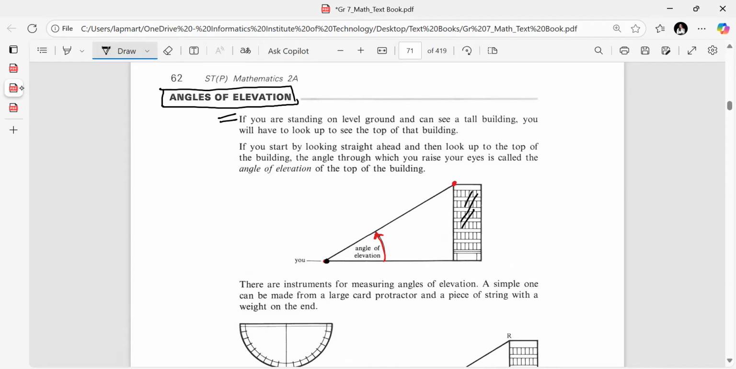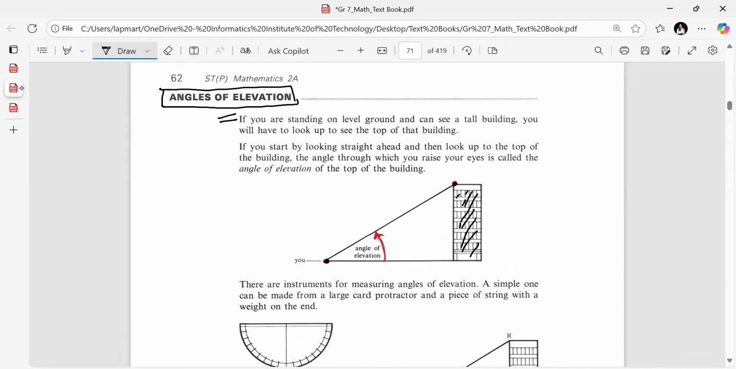So this is the tall building, right? You can see a tall building, let's say an apartment. You will have to look up to see the top of the building. Now let's say that you are here and that you can see a tall building. Let's say that it's an apartment and you want to see the rooftop of this building, you want to look at the top.